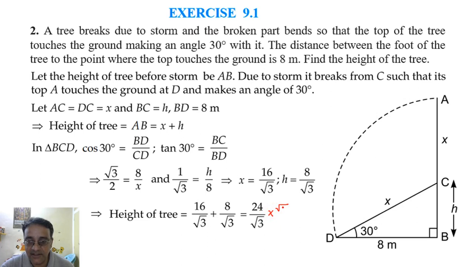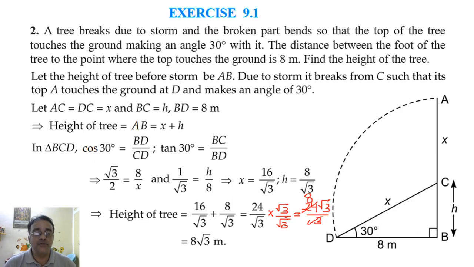Otherwise what you can do, you can rationalize the denominator. If you rationalize the denominator, we have to multiply and divide by root 3. So you will get 24 root 3 by 3. फिर ये 24 को 3 से कैंसिल कर लो. So you will get 8 root 3. Okay. So hence the height of the tree is 8 root 3. Any doubt? No, sir. Okay.